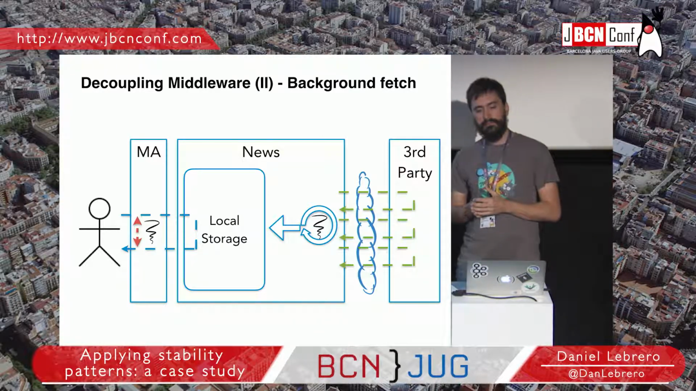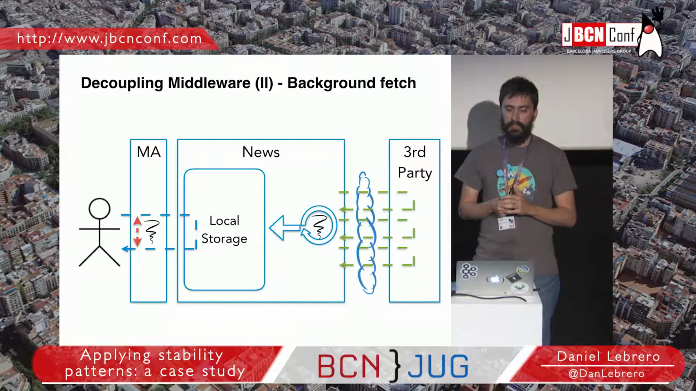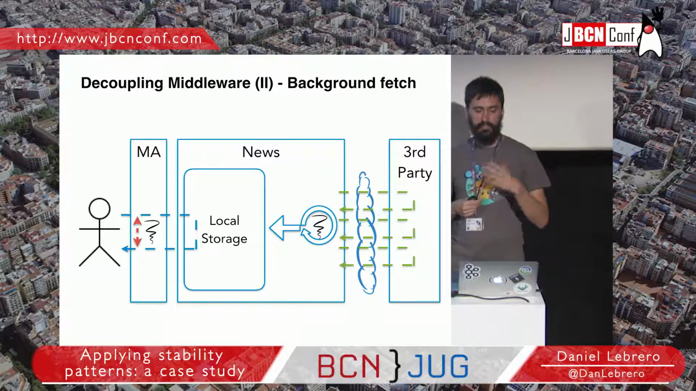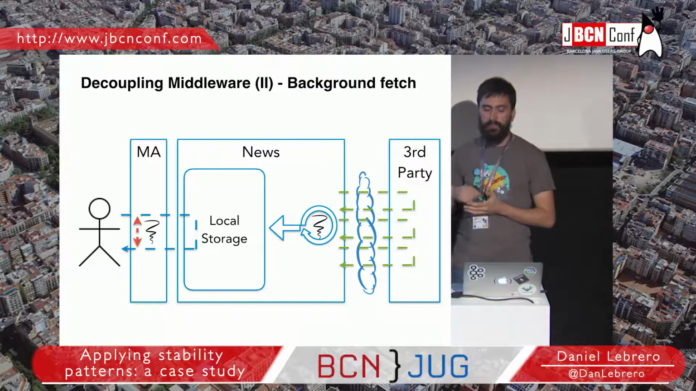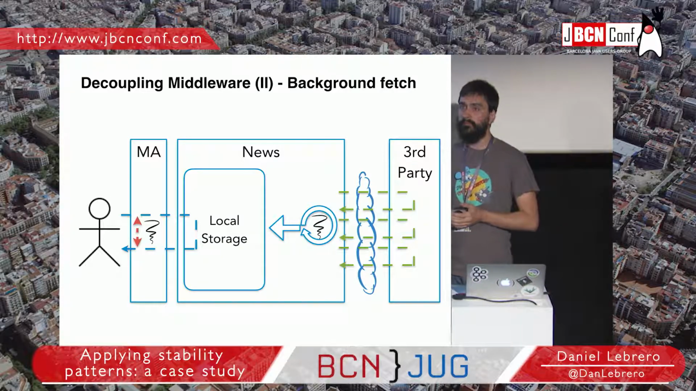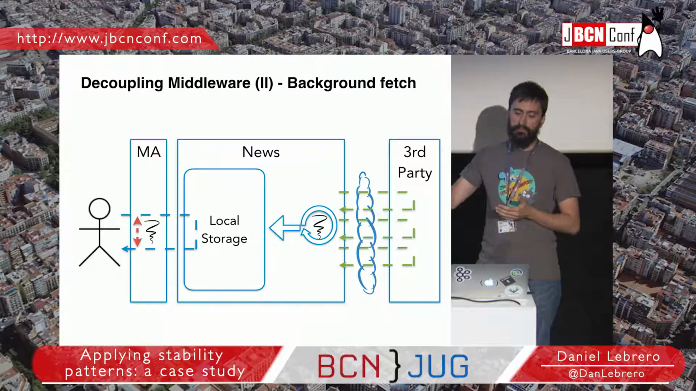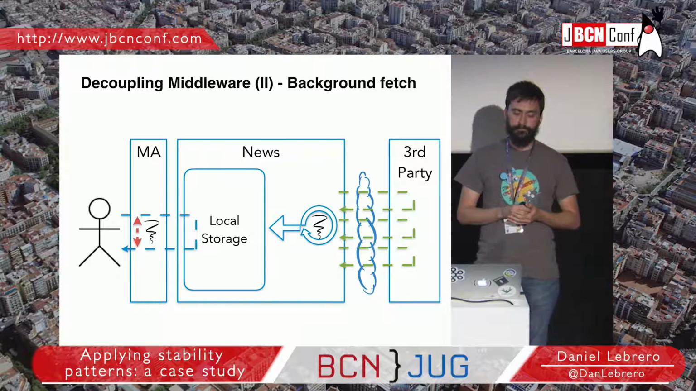When I say local storage, it can be as simple as a memory hash map, or it can be an Elasticsearch cluster, or it can be your own database. And when I say pulling data from the third party, it can be as simple or as silly as some FTP files, so getting FTP files from that third party, or HTTP polling, or HTTP pipelining.